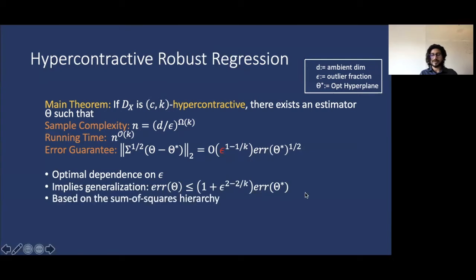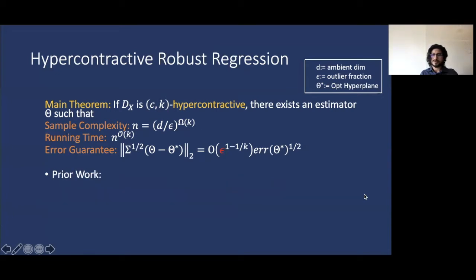So our estimator is based on the sum of squares hierarchy. And not only do we provide one single estimator for the independent noise case, we show that we have a general framework which extends to other linear models where the noise may not be independent, and it may be correlated or arbitrary, and so on. And I'll describe this framework later in the talk.